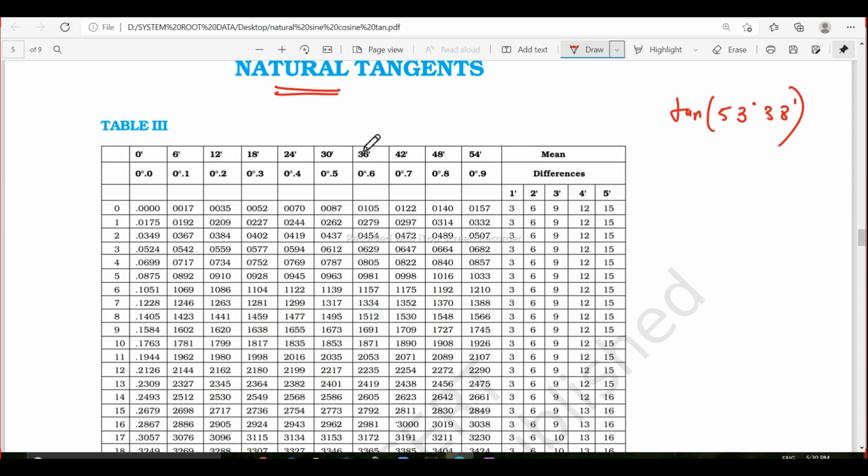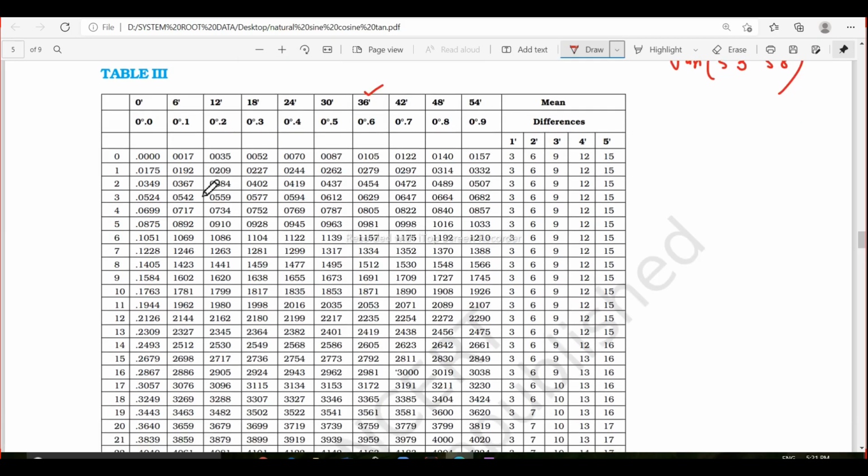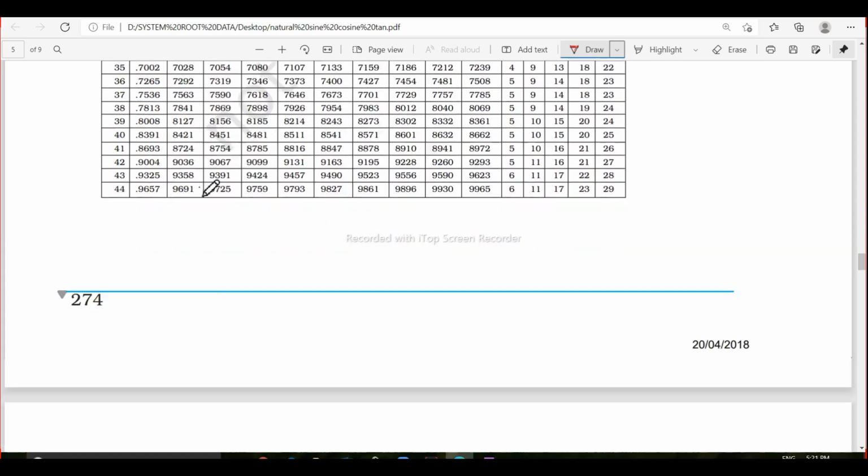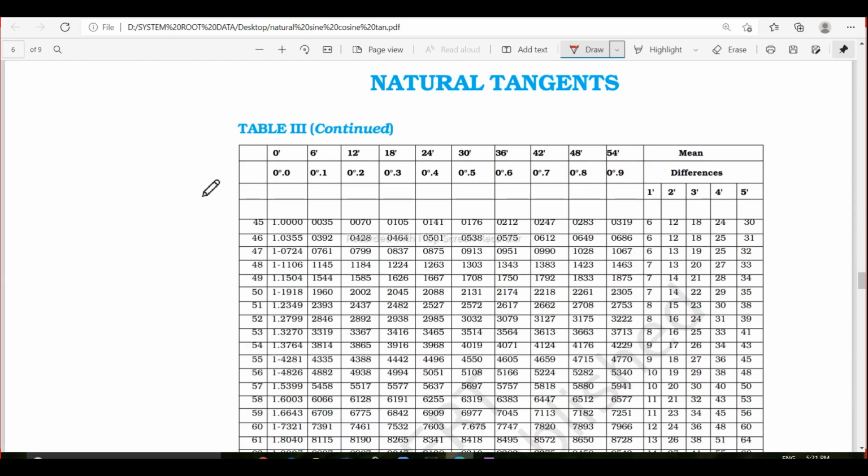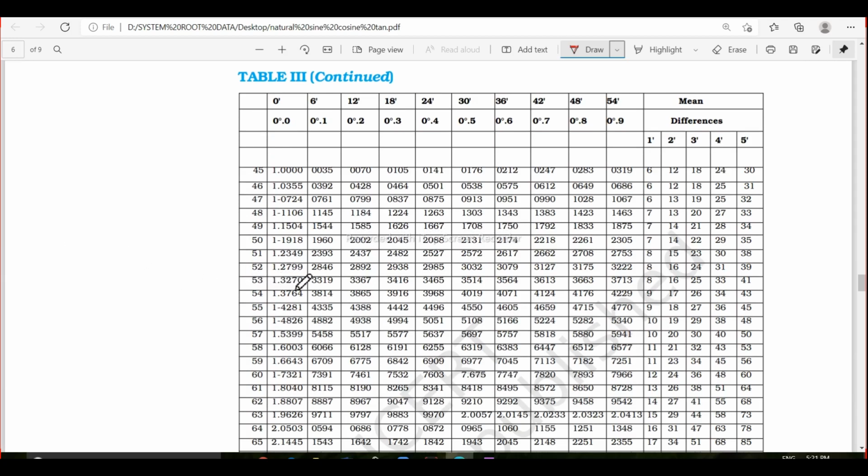38 I can't find, but I can find 36, right? And 53 degrees. So let's go straight to 53 degrees. Here we get 53 degrees and we need 36. So here there is 36, 3564, right? Now the only thing in tan is if you watch carefully, here you have 1 point. So the value of tan here is 1 point something, so you have to be careful.